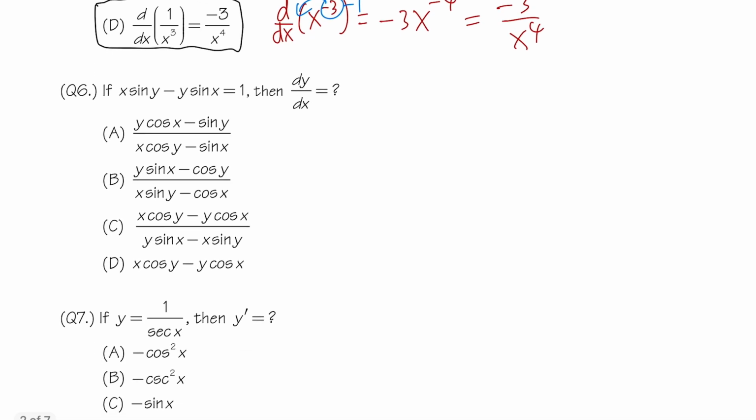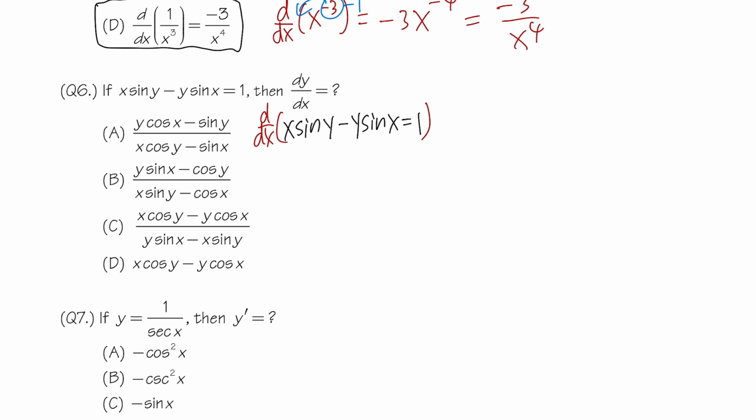Number 6. Notice for this equation, the y is not isolated. We have sine y and y times sine of x. So we will be using implicit differentiation. And let me just write this down right here. x times sine y minus y times sine x equals 1. And I would like to just put down d/dx, which means that we will take the derivative with respect to x.